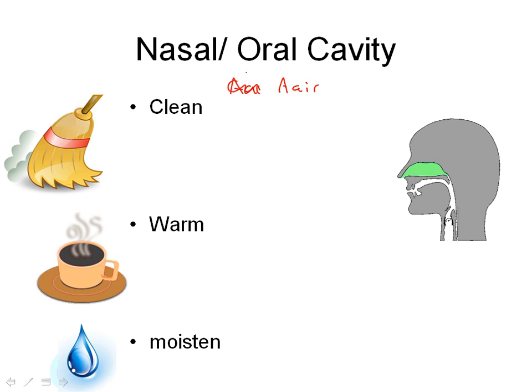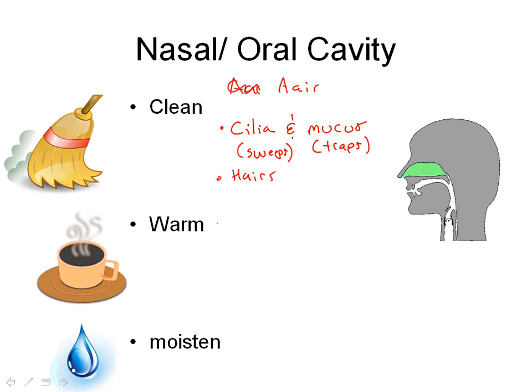The way that it's cleaned is through cilia and mucus. So what mucus does is it traps particles that are coming in, and the cilia sweeps it. Okay, and we also have longer hairs as well that will help to prevent things from coming in.